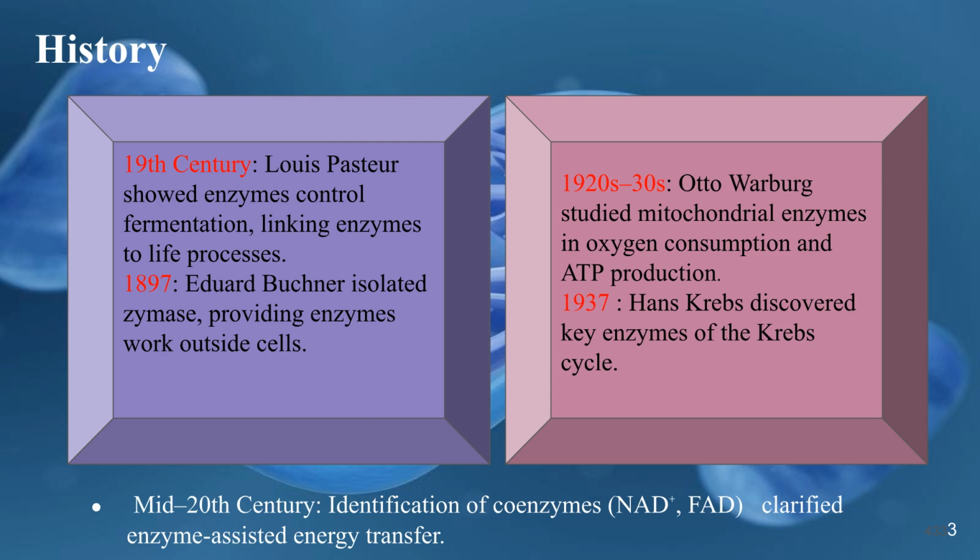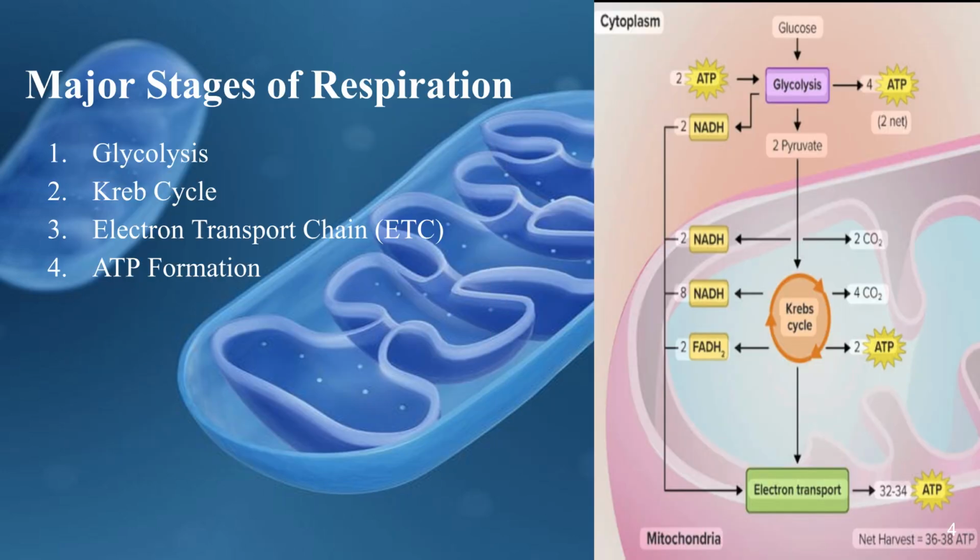Key discoveries include Edward Buchner's isolation of zymase in 1897 and the identification of coenzymes in the mid-20th century. In 1937, Hans Krebs discovered the key enzymes of the Krebs cycle. The major stages of respiration include glycolysis, the Krebs cycle, the electron transport chain, and ATP formation.